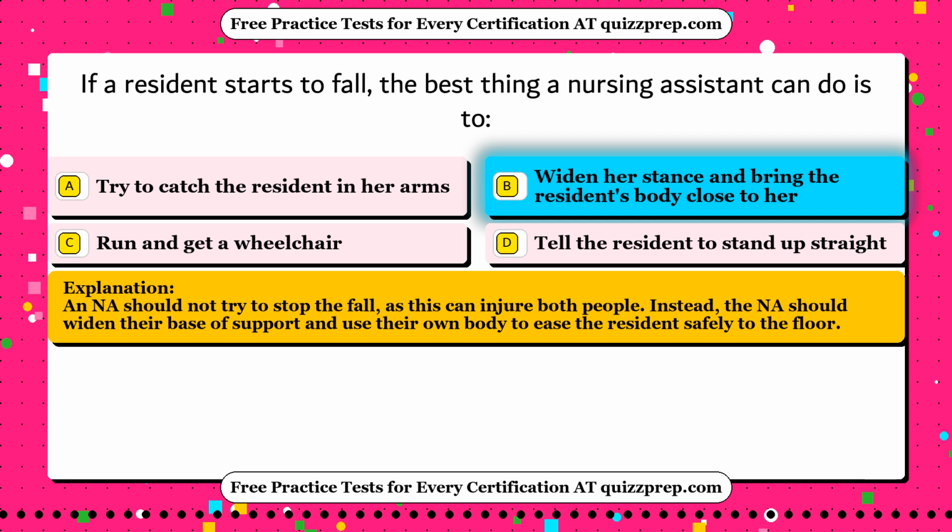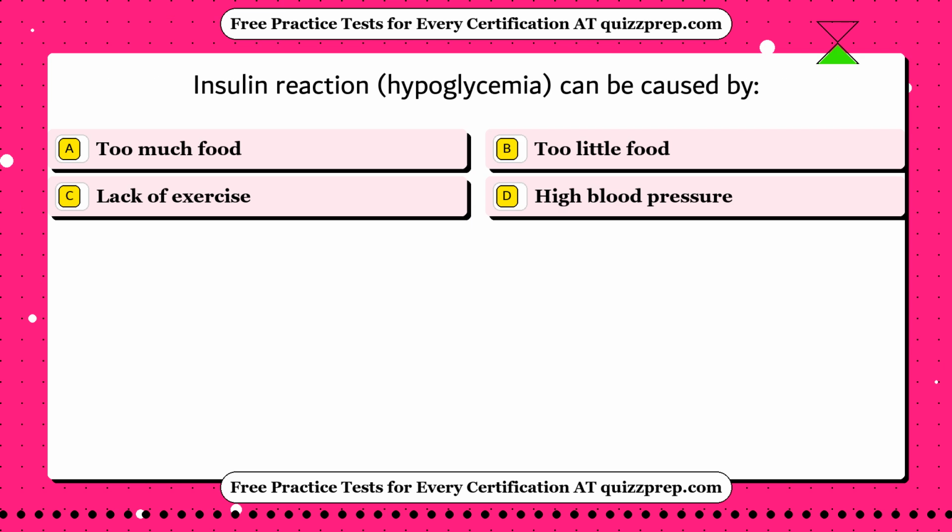Question 9. Insulin reaction, hypoglycemia, can be caused by Option A. Too much food. Option B. Too little food. Option C. Lack of exercise. Option D. High blood pressure.